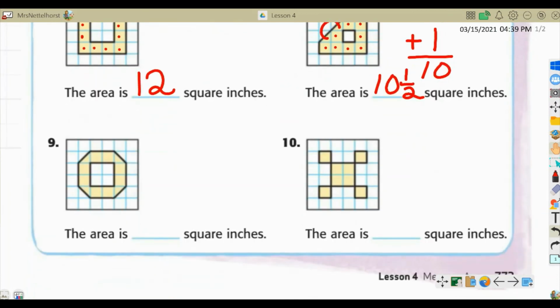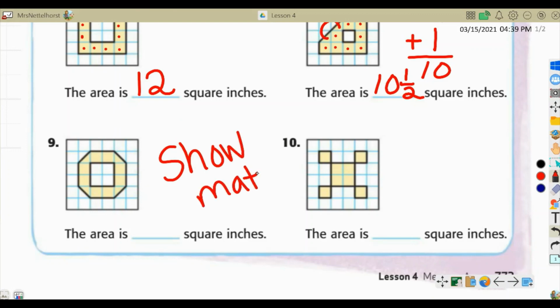Okay, so you need to do 9 and 10 on your own. On 10, you won't really have any math to show, but on this one, you need to show the math. It's fine if you just count number 10. You don't have to show me the math. Okay, so there you go. That's how you do those pages.